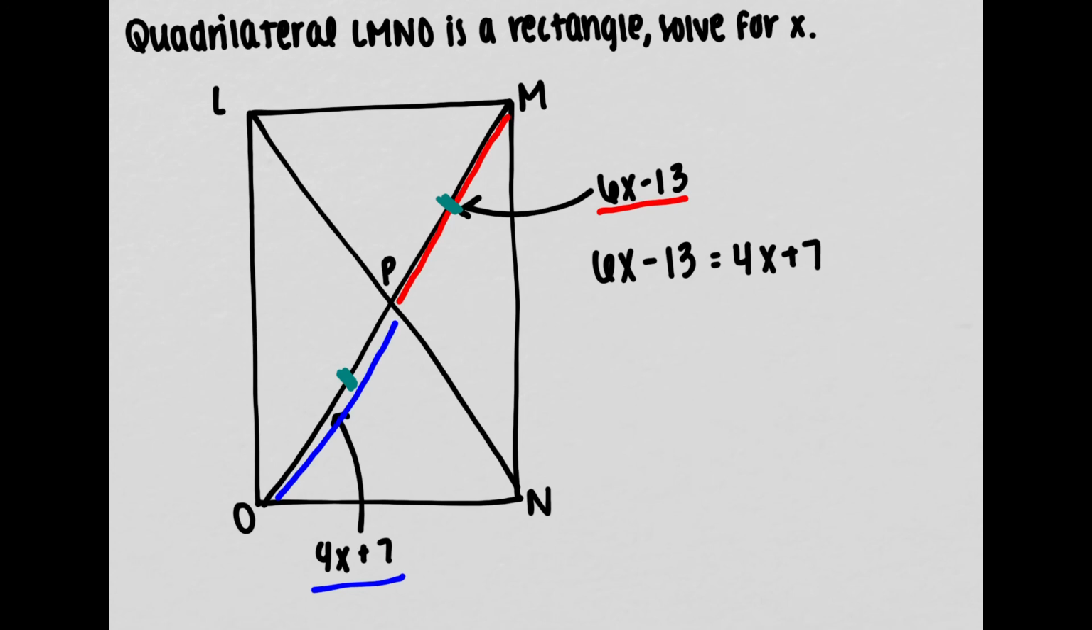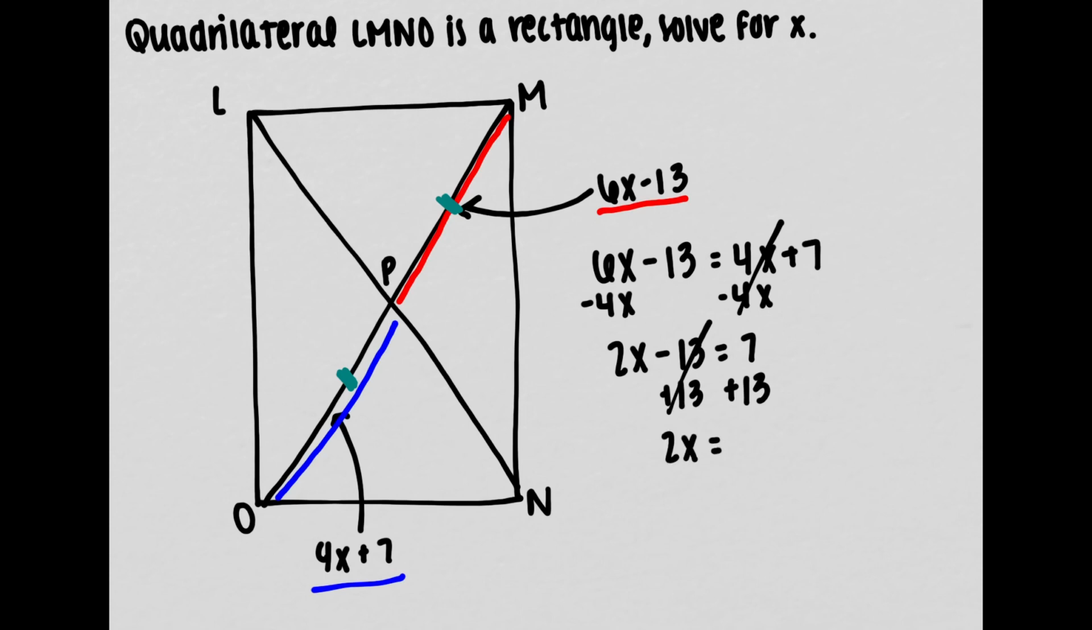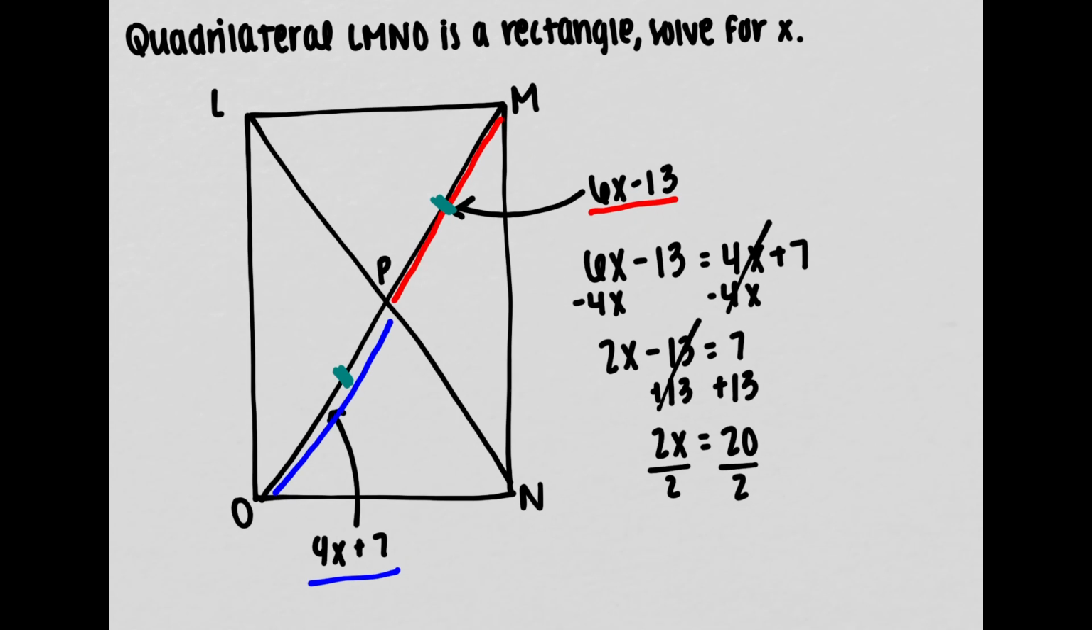I need to solve for x, so I'm going to subtract 4x from both sides. When I do that on the right, it cancels out, and on the left, I'm left with 2x minus 13 equals 7. I'm going to add 13 to both sides. It cancels on the left, and I'm left with 2x is equal to 7 plus 13 is 20. And my last step to solve for x is to divide both sides by 2, so x is going to equal 10. My problem asked me to solve for x. I solved for x, so I am done.